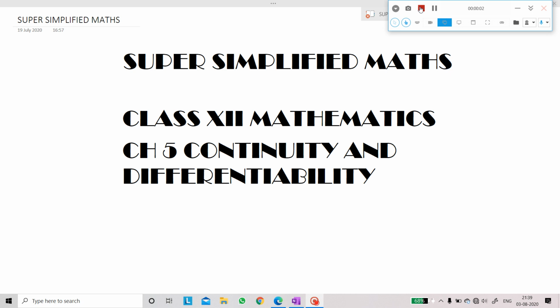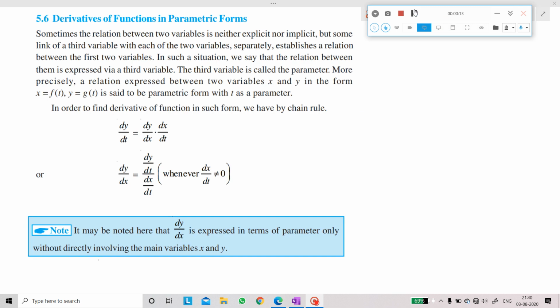Good morning, students. I welcome you all back to this mathematics class, and we are discussing the derivatives of functions in parametric form. Now the question is, what do we mean by the parametric form? We have already studied implicit functions and explicit functions.